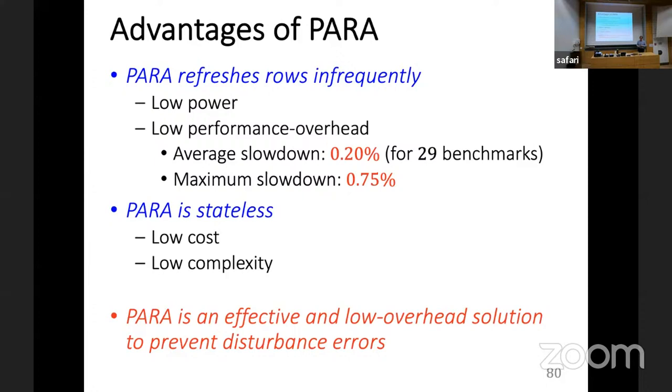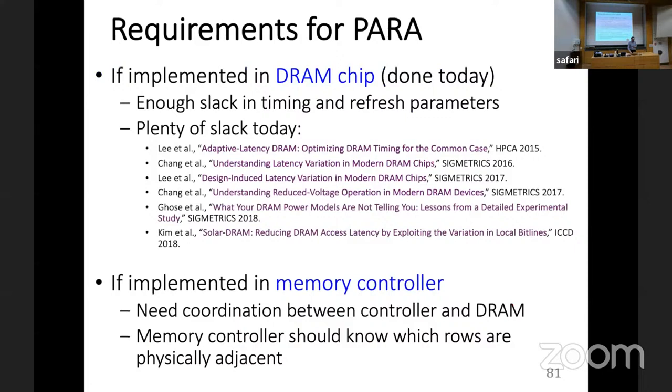Essentially, it's low cost and low complexity. And it's also low power, with low performance overhead. So everything looked good, basically. And I like this sort of solution, actually. But unfortunately, in today's RowHammer thresholds, it doesn't work very well. But the good thing is versions of PARA are implemented today in some DRAM chips. And it used to be implemented in some memory controllers. I'll show you an example.